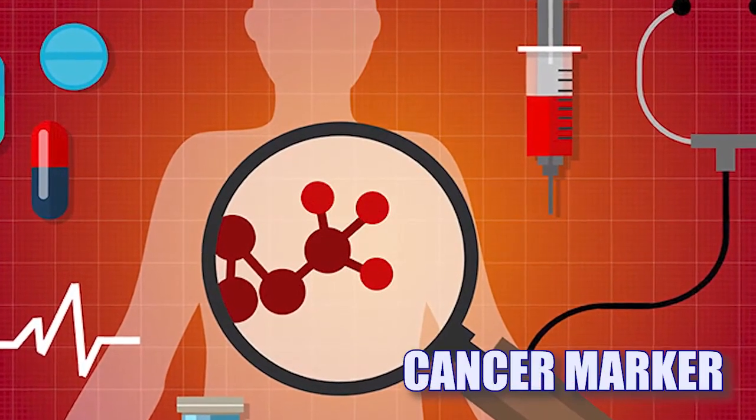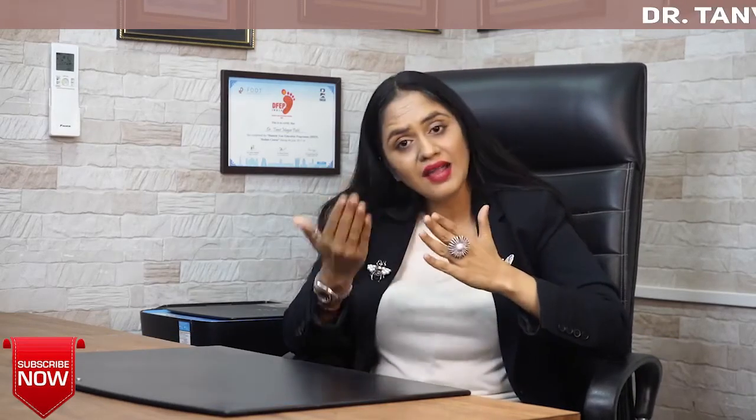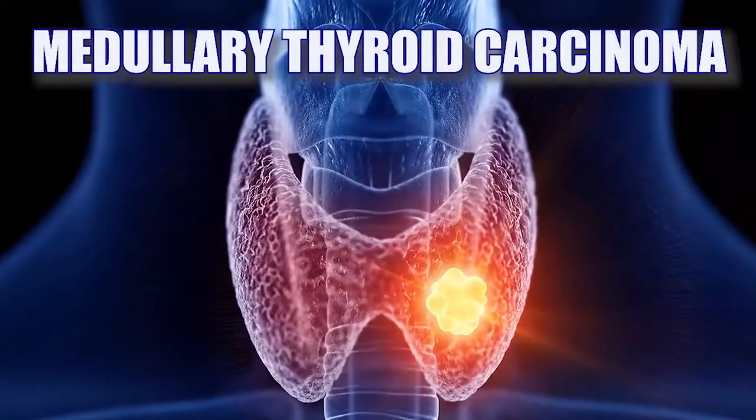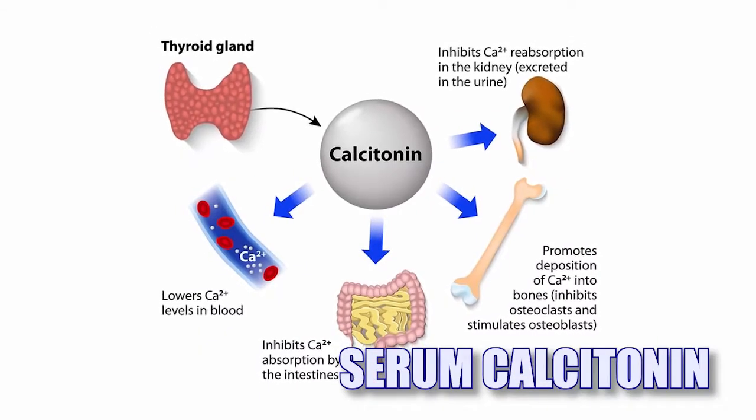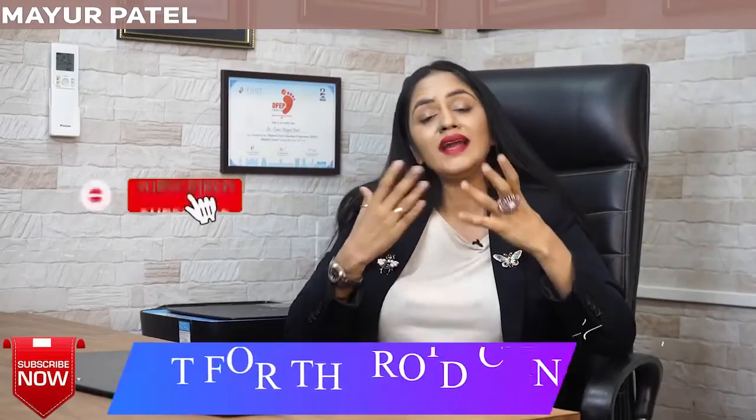Another group of tests we do are basically cancer markers. The very first one is CEA, that is carcinoembryonic antigen. Usually CEA levels are higher when you have a medullary thyroid carcinoma. So there are two cancer markers we usually do: one is CEA and the second is serum calcitonin, which we already discussed. These are the blood tests we do to find out whether you have a thyroid cancer or not.